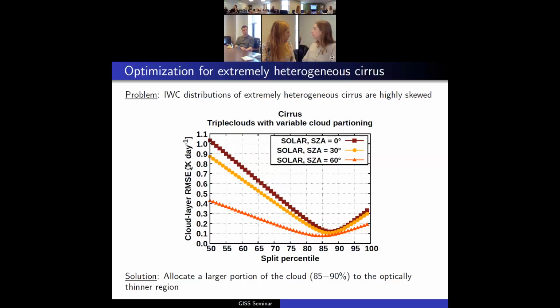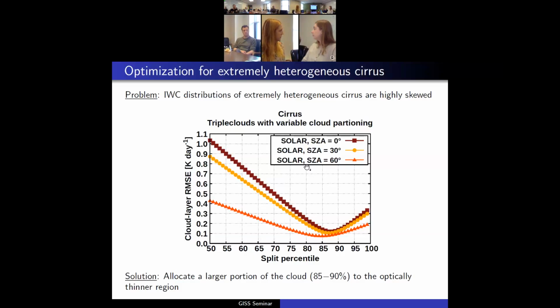the error in the cloud layer as a function of split percentile. So our default configuration was using a split percentile of 50, where we have divided layer cloudiness into two equal halves. And then I have gradually increased the split percentile. So a value of 70, for example, means that we allocate 70% of layer cloudiness to the optically thin region.